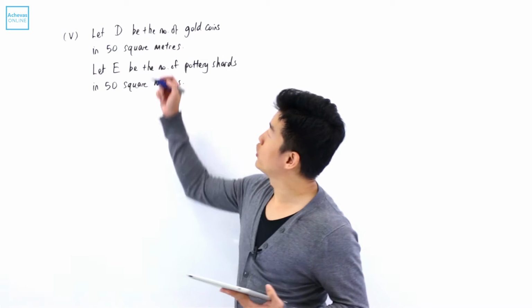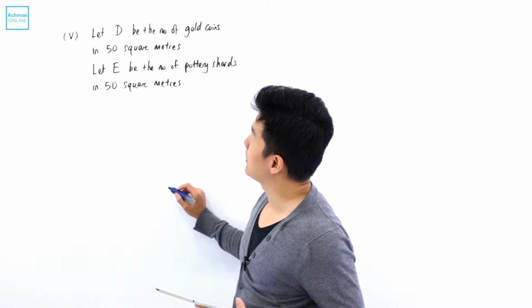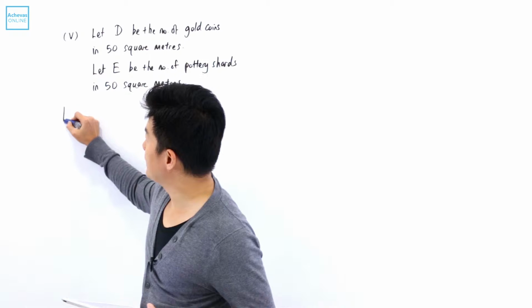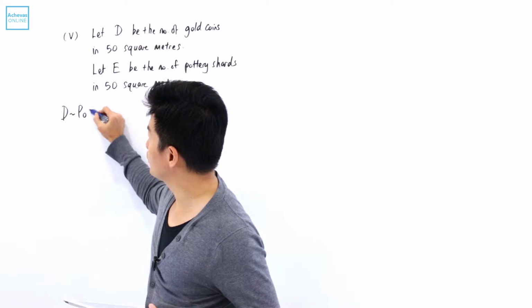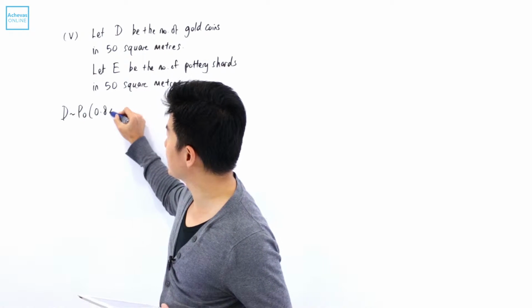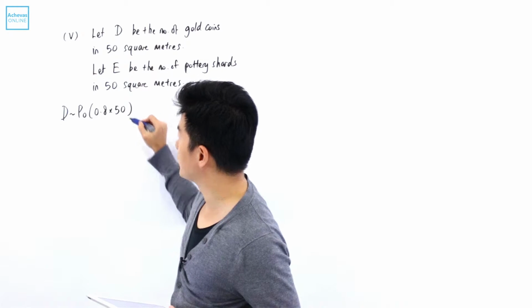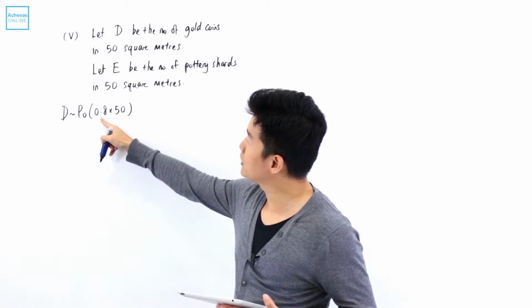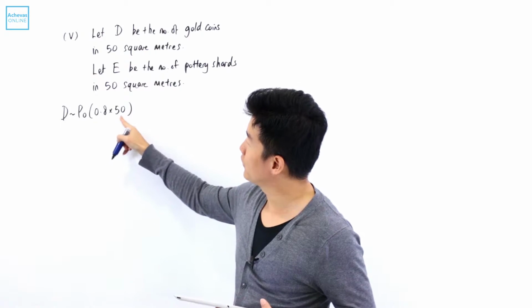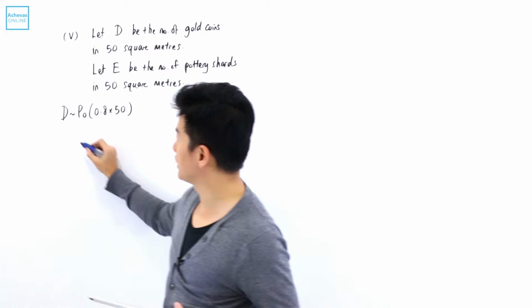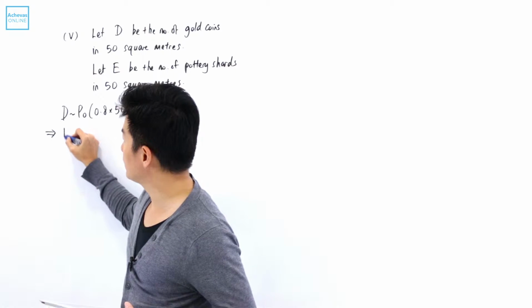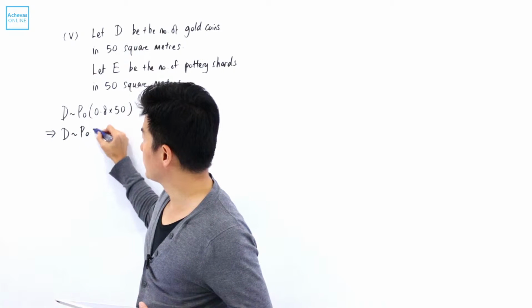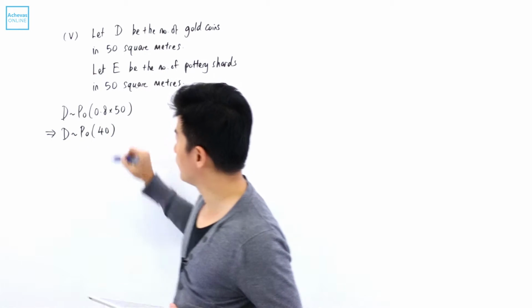For the number of gold coins in a 50 square meters area, D is going to follow a Poisson distribution of 0.8 multiplied by 50, by applying the scaling property of Poisson distribution, where 1 square meter is 0.8, so 50 square meters is 0.8 multiplied by 50. This will give me D to be a Poisson distribution of 40.